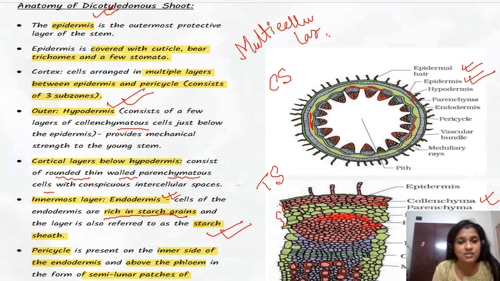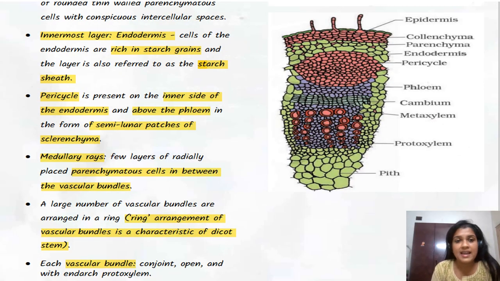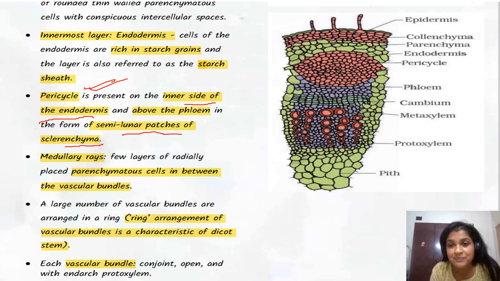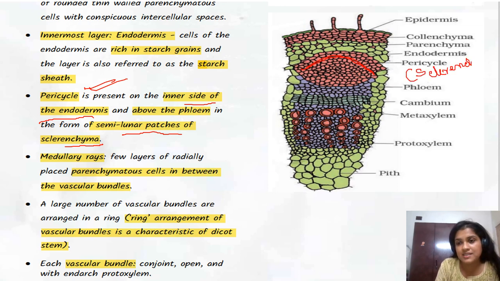Okay, so let us come back to the chapter. Now, after this endodermis lies the pericycle. Pericycle is present on the inner side of the endodermis as semilunar patches of sclerenchyma. This is the pericycle, like a semilunar patch, and these are sclerenchymatous cells.